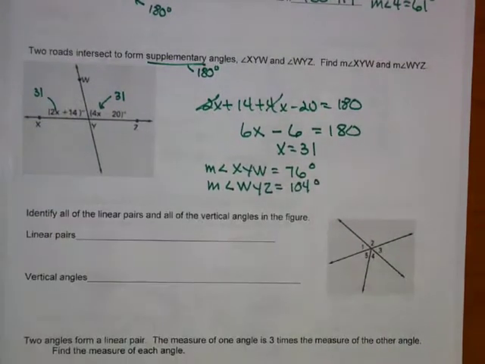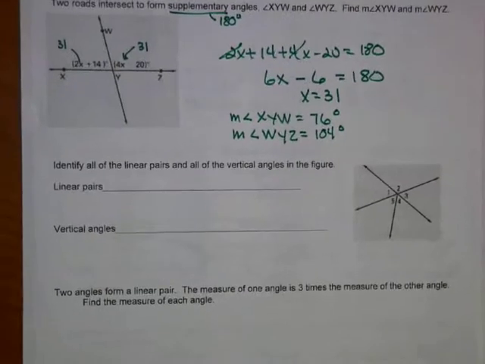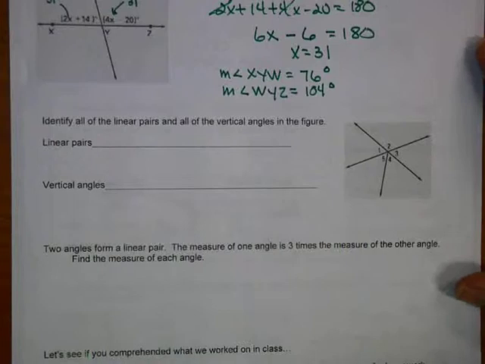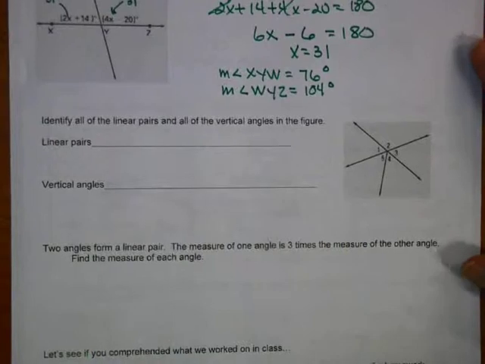And you should check what? That they add to 180. Okay? All right. Identify all of the linear pairs and all of the vertical angles in the figure. Linear pairs have to add to what? 180, and they share a ray, right? Okay, so give me one set of linear pairs in here.